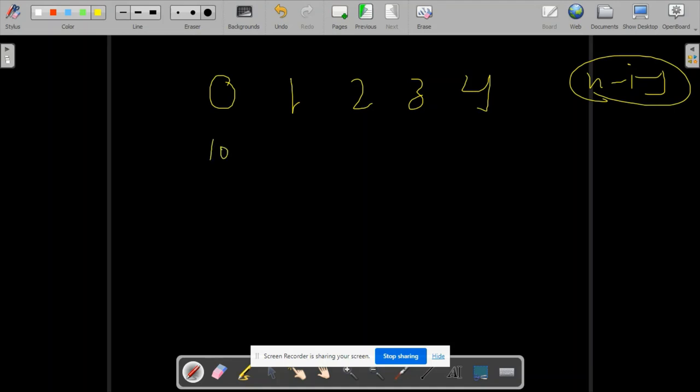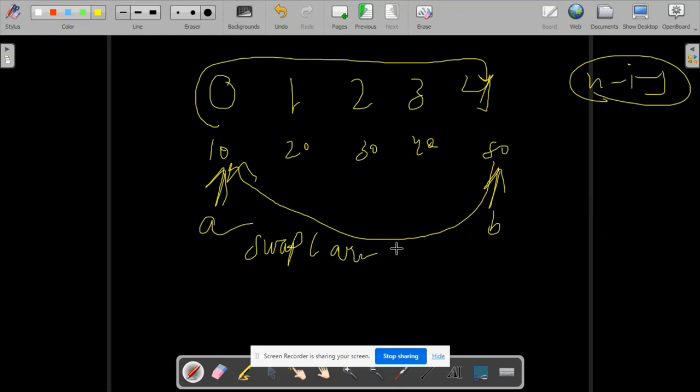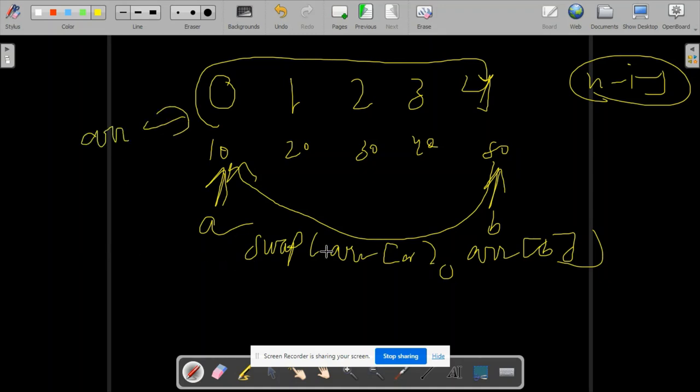Okay. So this is 10, this is 20, this is 30, this is 40, this is 50. Earlier, I was giving you two pointers. I am saying one pointer is here, one pointer is here. You swap this number with this number and this number with this number. So you were doing something like swap(arr[a], arr[b]), where arr is the name of the array. You're doing something like this, right?